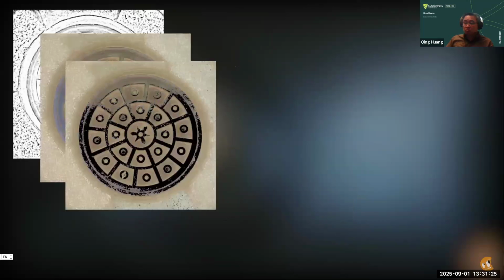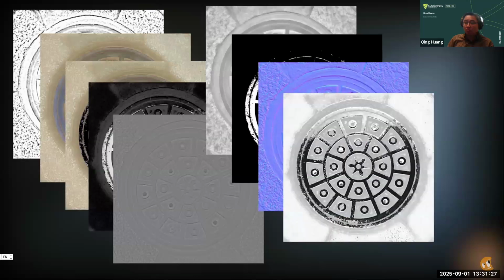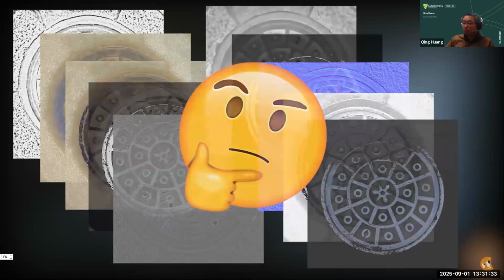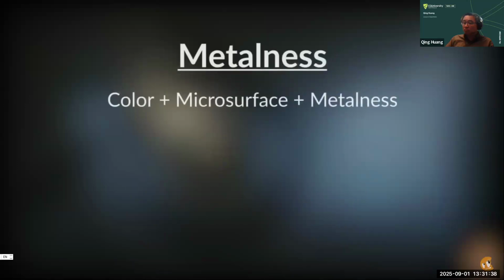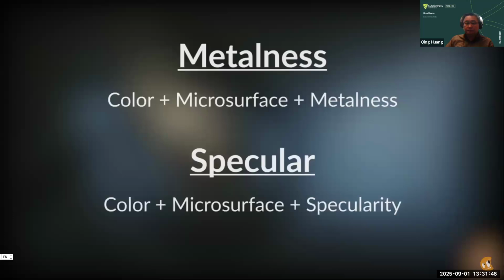There are many different texture types out there for physically based rendering, and so it can get a bit confusing. In this video, I just want to go over the ones you're most likely to run into and how to use them, because some are only intended to be used in combination with others. The core of the metalness workflow is made up of three components: color, microsurface, and metalness. The specular workflow, however, is made up of color, microsurface, and specularity.